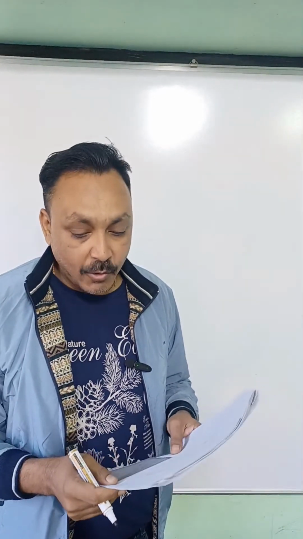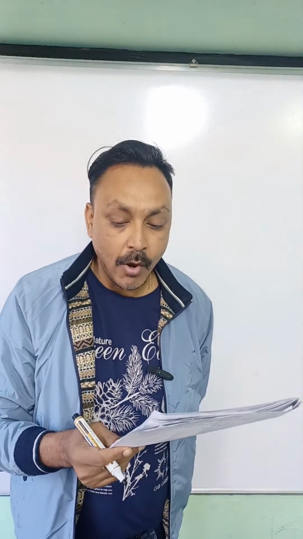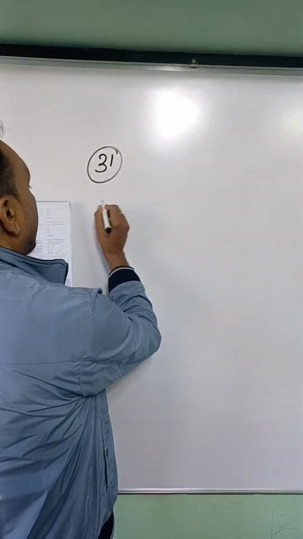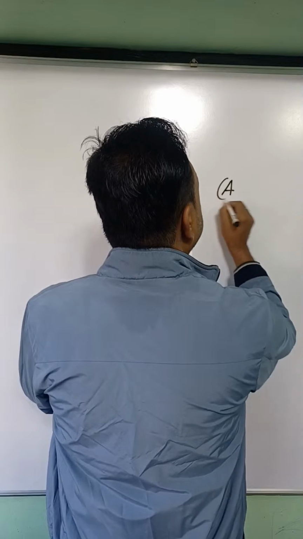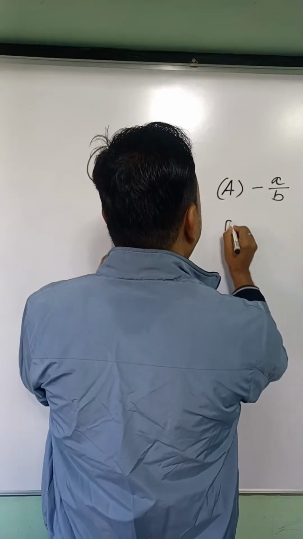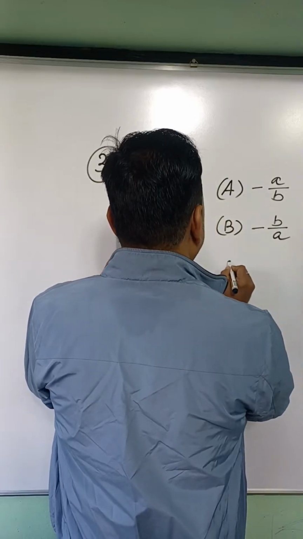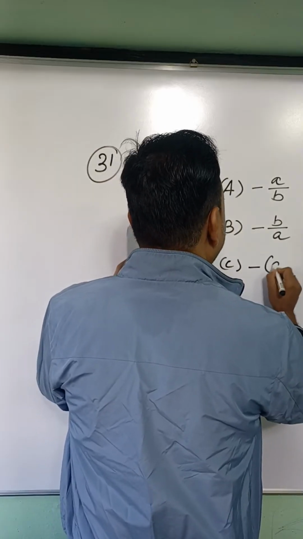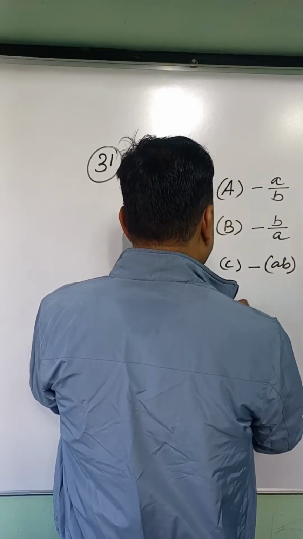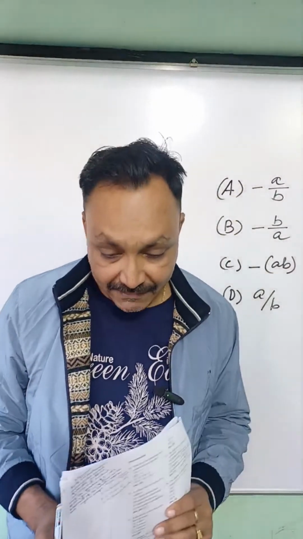Question number 31 says: the zero of the linear polynomial p(x) = ax + b, where a and b are real numbers, is. I'll write the options this side. Option A is minus a by b. Option B is minus b by a. Option C is minus ab, and D is a by b. These are the options given for that question.